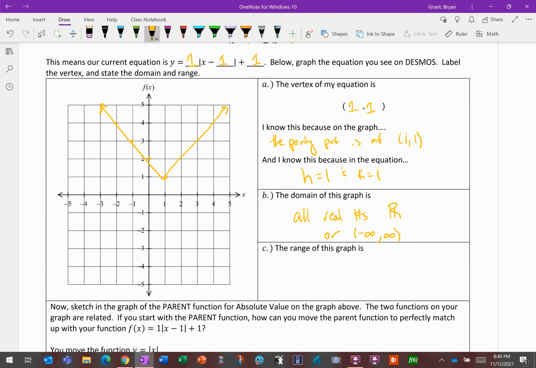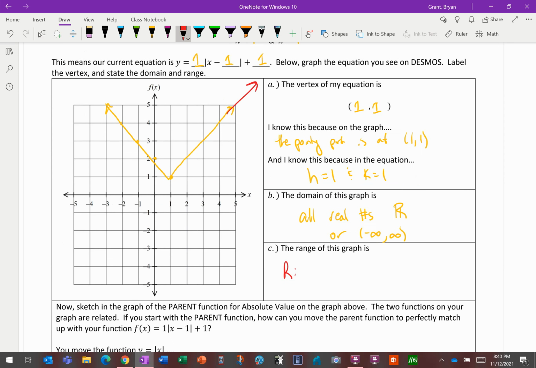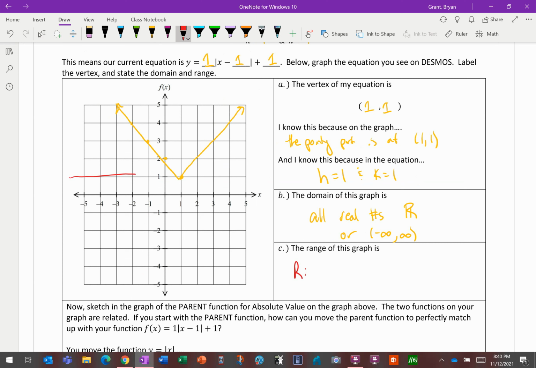The range for this graph, though, is different. The range can be a little trickier. Our range here, well, it definitely goes up forever, but it has that floor, that limiting factor. The lowest it ever gets is a y of 1. So you could say y is greater than or equal to 1. Or you could say it begins at 1 and goes up infinitely far.